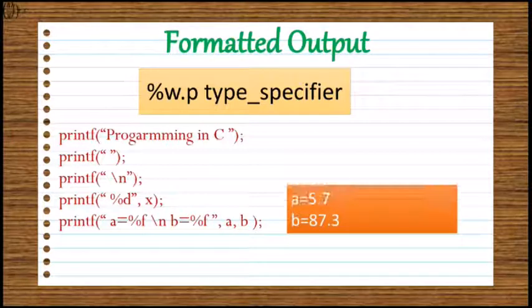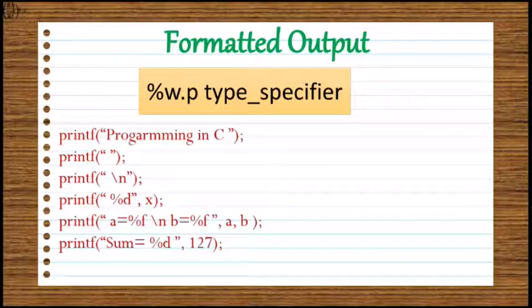So suppose the value of a is 5.7 and the value of b is 87.3, then in output screen the answer will be a equal to 5.7, then \n, that means cursor will go to the next line, and b equal to 87.3 will be printed.